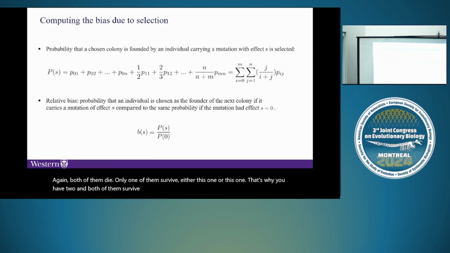Now, computing the bias due to the selection. We want to find the probability that the colony chosen is founded by a mutated individual that has an effect of S. It can be computed by this equation. For example, P_MN is the probability that we have M wild type and N mutated, so the probability that the mutated individual is chosen is N over M plus N. These are all the other possible probabilities. When you add all of them together, you get the probability that the colony is founded by a mutated individual with effect S. The relative bias, B of S, is P of S over P0, the same probability when the mutation has an effect S equal to 0.